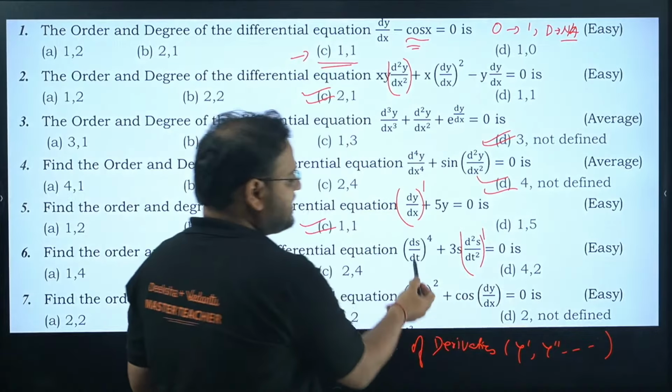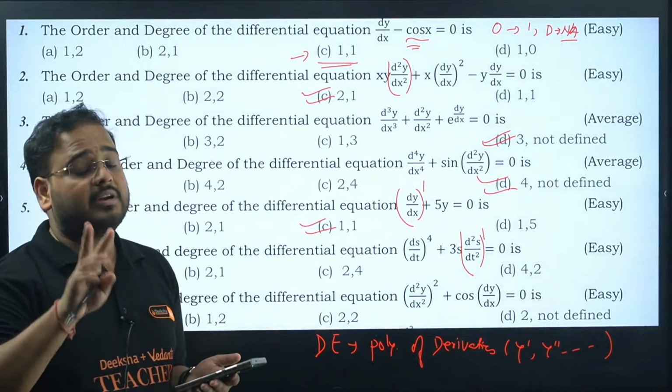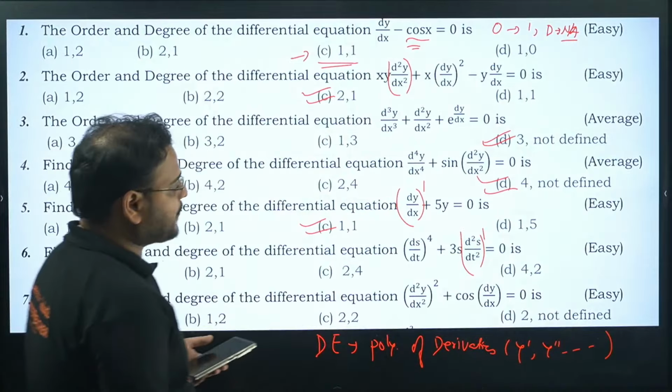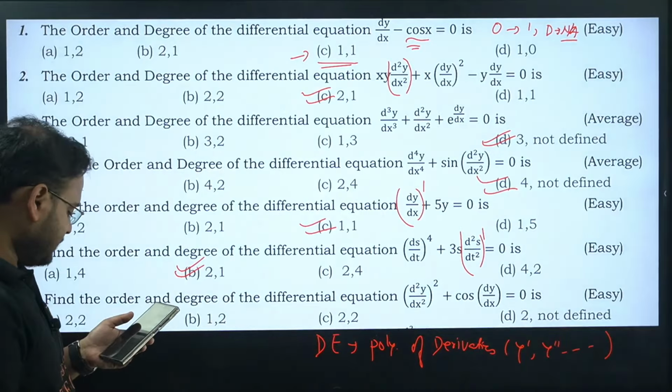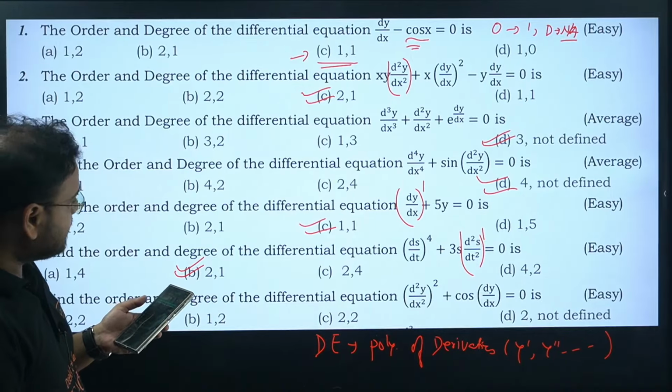What happens is, usually we see the power 4 and say degree is 4. No, degree is the power of the highest order derivative. Okay, so order is 2 and degree is 1. Option is B. So 6th is B, 4 is D.